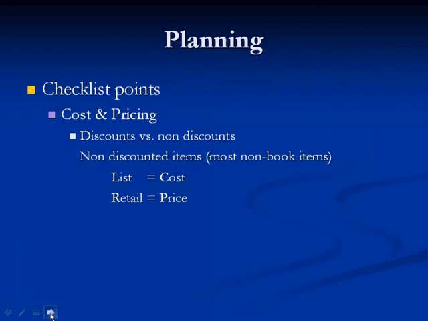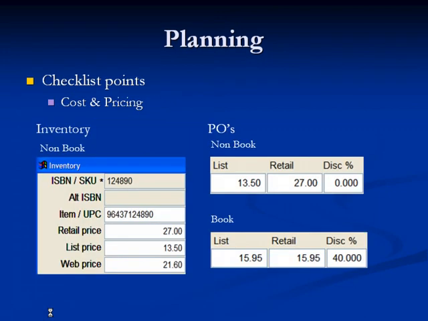Okay, let's review these fields again just so that you're clear about what goes in there. On the inventory record, where it says list, remember that that's your cost. You know what that is because that's what the vendor charged you. In the retail field, what you're going to enter in is what you're selling the item for. That's what the price is, and you will have determined that. Remember, this is again for non-discounted items.